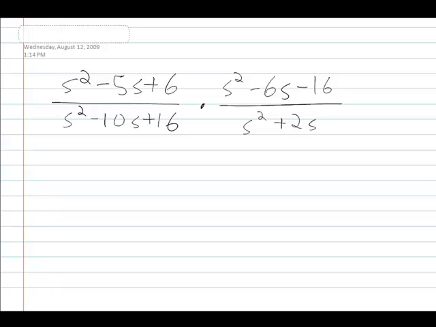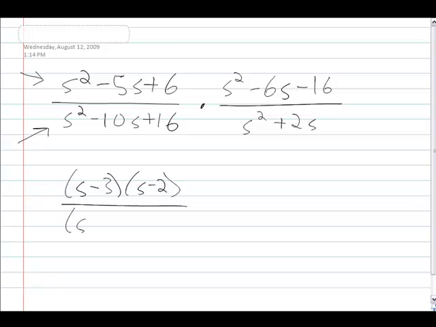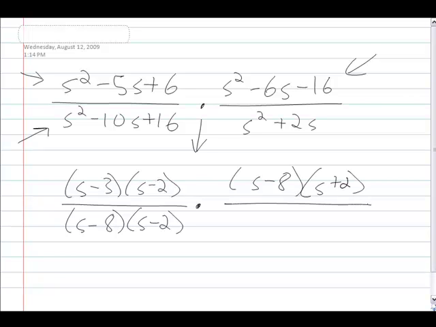The first thing that we're going to need to do is factor each individual numerator and denominator. So the top left here is going to factor to s minus 3 times s minus 2. The bottom left here will factor to s minus 8 times s minus 2. Carry the multiplication sign. Now the numerator on the right side will factor to s minus 8 times s plus 2. And finally the denominator on the right side will factor to s times s plus 2.